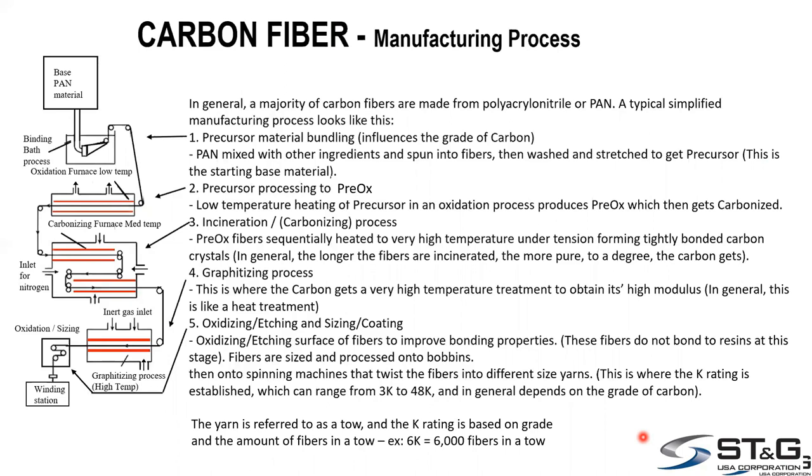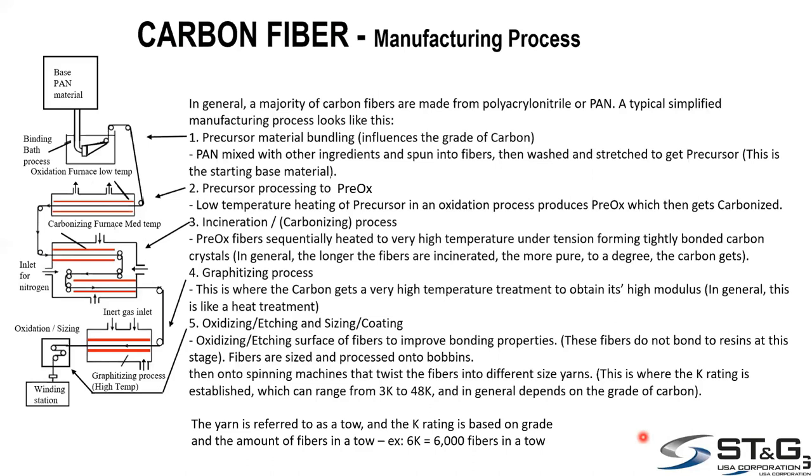When they make carbon fiber, they start with a base material, which they call PAN. It's a blend of a petroleum-based product, which goes into a bath process where they add ingredients and they actually spin this base material into a fiber, which gets washed and stretched. And it becomes what's called a precursor. The base material starts off looking kind of like NSP actually. It's a whitish material that they then put on spools so they can take it to the next process. The next process is where it gets oxidized and it turns into what's called preox.